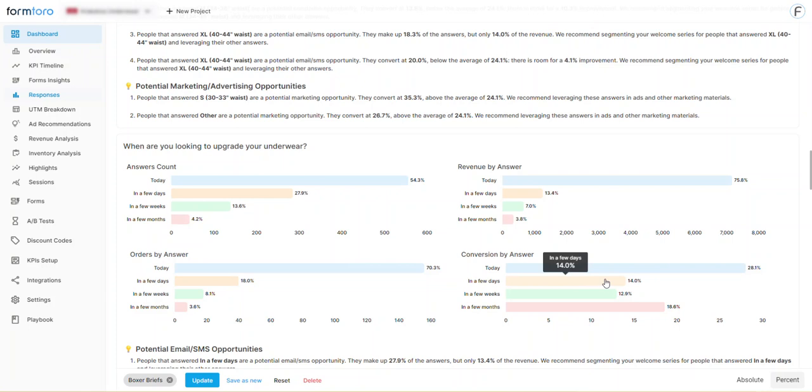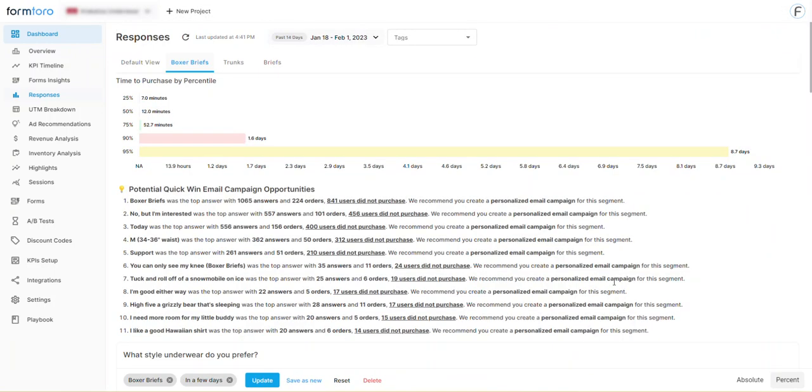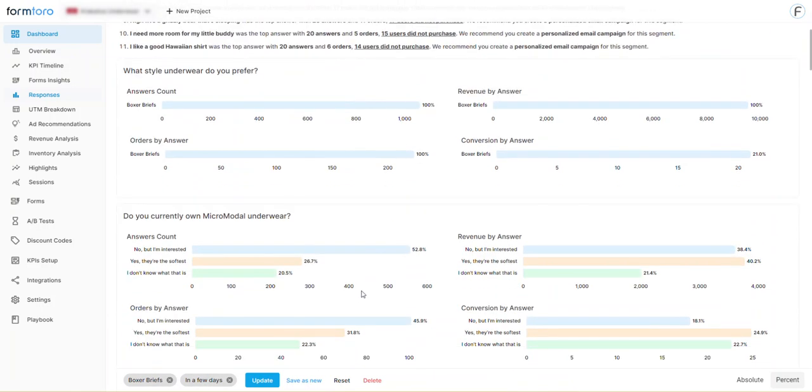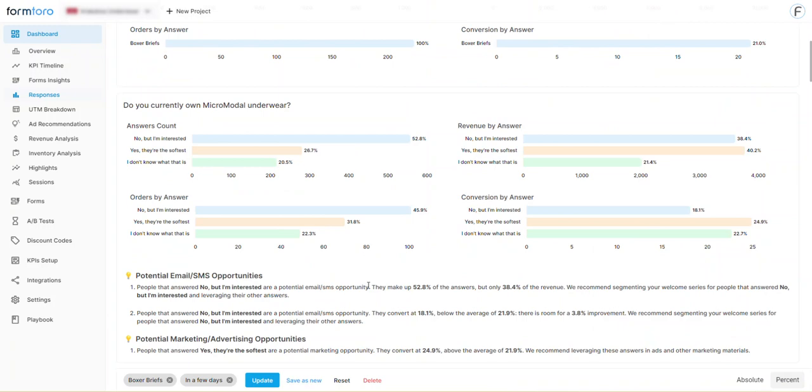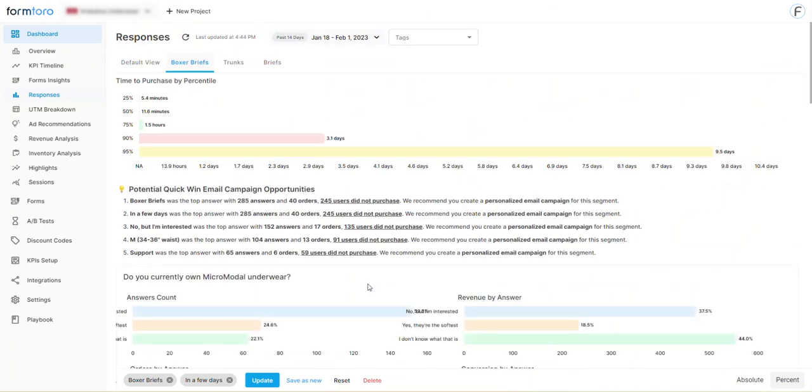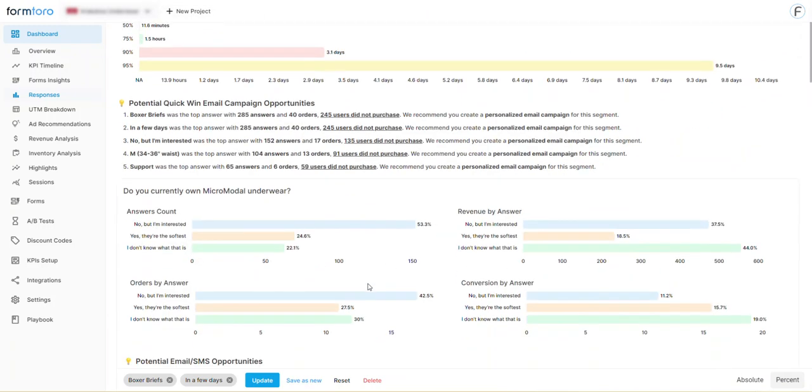So if I'm an email marketer and I'm looking to personalize a journey for someone and increase my rates, I'm going to be paying attention to everything that's not today, usually in a few days and in a few weeks. And I'm going to be paying attention to how I can influence these guys specifically relating to other questions answered. So now I've clicked and I've added in a few days down here, and now I have boxer briefs and in a few days. And now we can deep dive into these answers and see where things break down.